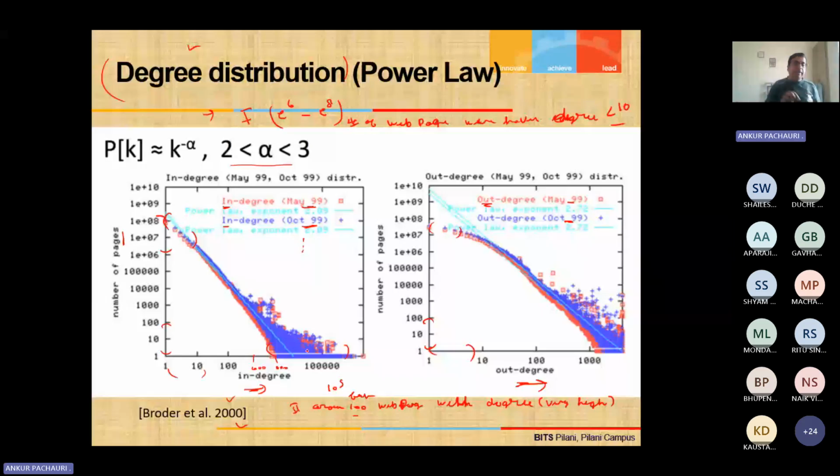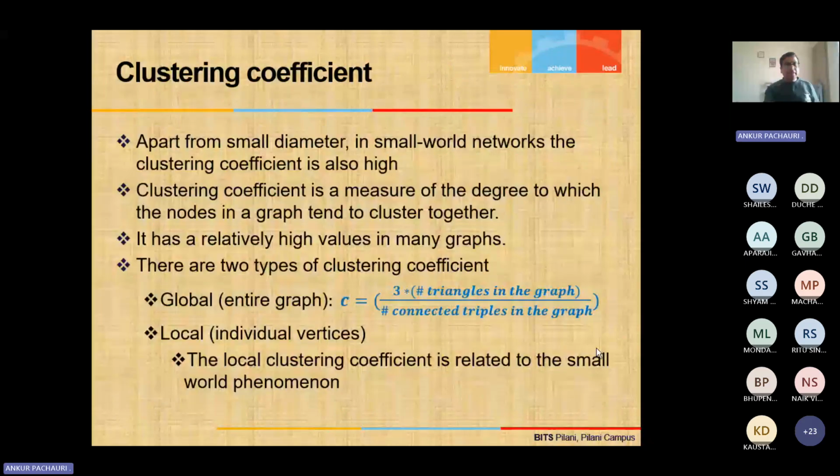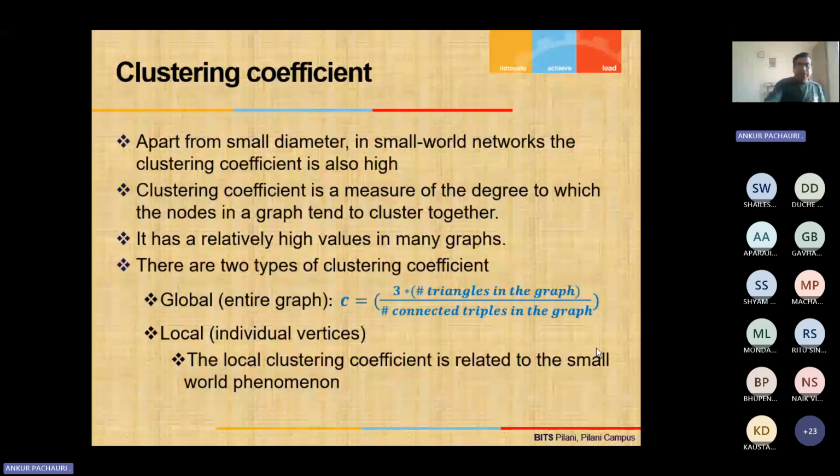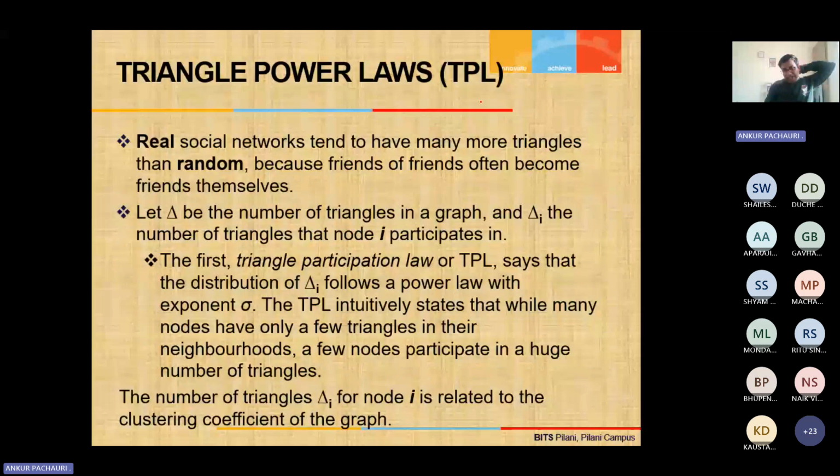There'll be a large number of web pages having smaller in degree, and there will be a smaller number of web pages having high degree. So that is a power law. And that power law also, I'll explain this with the clustering coefficient later on. It's not the case that it exhibits in the form of connectivity only.